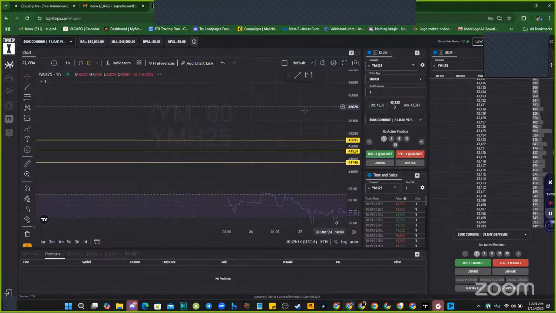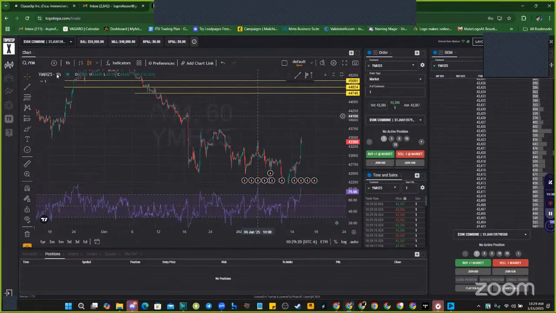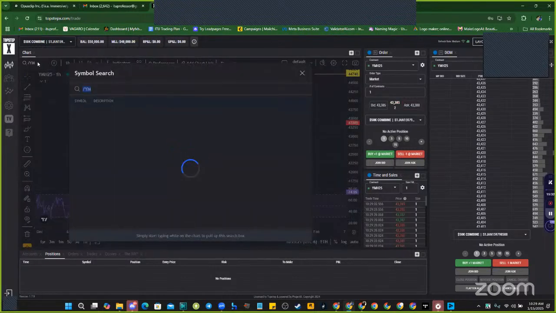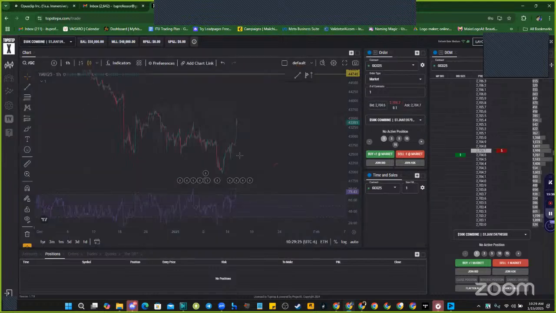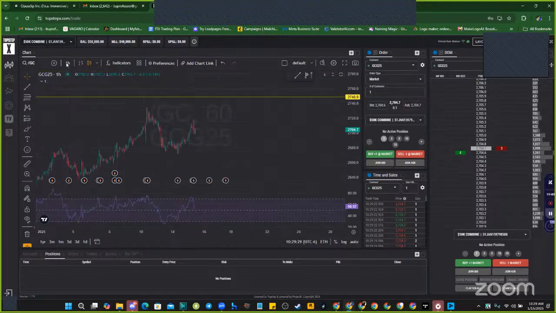Now this is the TopStep trading platform. All right, okay. Gold. Let's go to the 5.